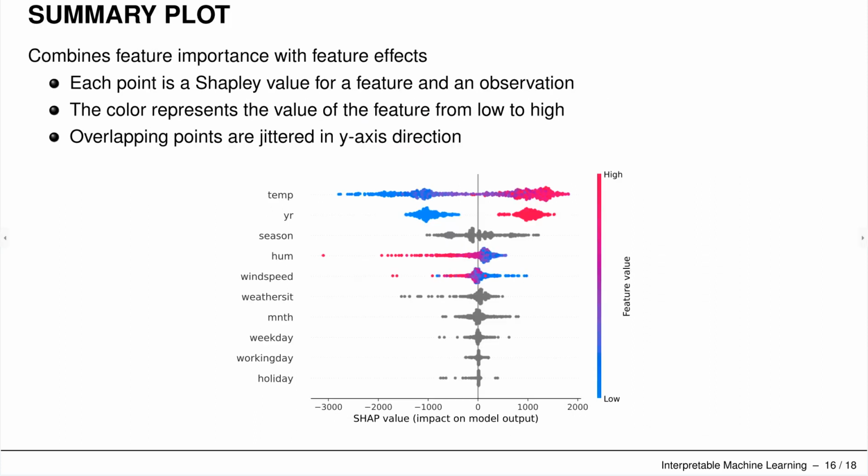We can also create these summary plots. Here we combine the feature importance with the feature effects. Each point in that plot is a Shapley value for a feature and an observation. So we have the features here, and the points are then for the observations. The color here represents the value from low to high, and the overlapping points are usually jittered.